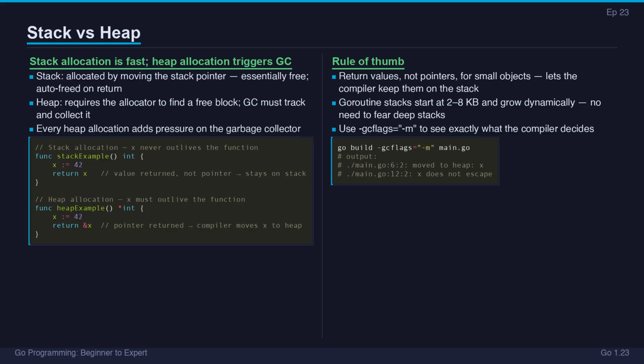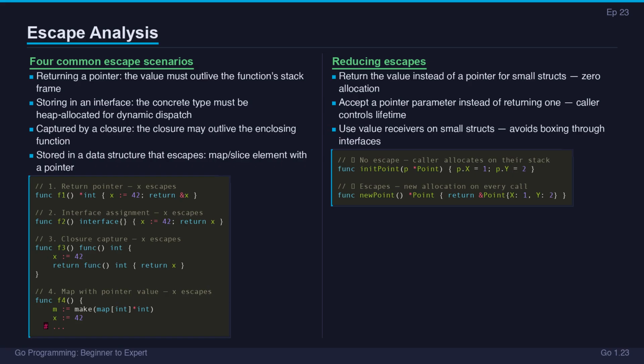The compiler decides which allocation goes where using escape analysis. The simple rule: if a value must outlive the function that created it, because its address is returned, or because it's stored somewhere that outlives the function, it escapes to the heap. If the value's lifetime is bounded by the current function stack frame, it stays on the stack. Use -gcflags=-m to see the escape analysis output. "moved to heap: x" tells you exactly which variables escaped and why. Common cases that force heap allocation: returning a pointer, assigning to an interface, capturing in a closure, and storing in a data structure that itself escapes.